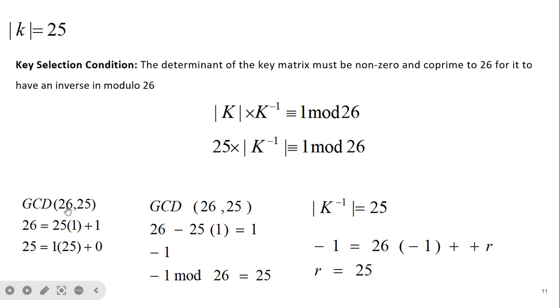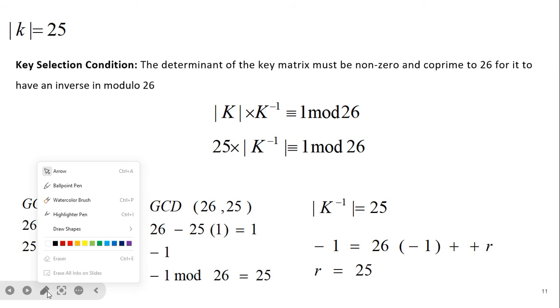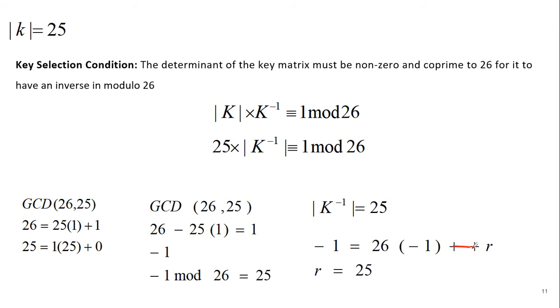So GCD of 26 and 25. So 26 is equal to 25 into 1 plus 1 into 1. So this is nothing but the coefficient and this is nothing but the variable. So in this way we calculate. We are getting the answer as -1, but we don't want a -1 answer, so we again take the positive. So -1 is equal to 26 -1 plus r. I have already explained the method, so better you check the previous video. Then we are getting r equal to 25.